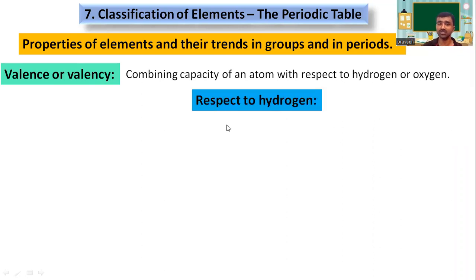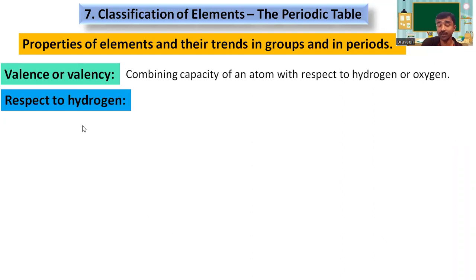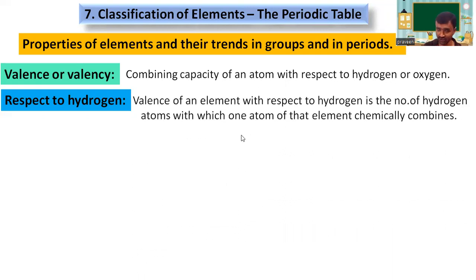Here, first, valency with respect to hydrogen. How do we calculate valency with respect to the hydrogen atom? We just count the hydrogen atoms combined with a particular atom, that is, the number of hydrogen atoms combined with the element XYZ. That count of hydrogen atoms is given as its valency. So the valence of an element with respect to hydrogen is simply the number of hydrogen atoms with which one atom of the element chemically combines. For example, I am giving you one composition.